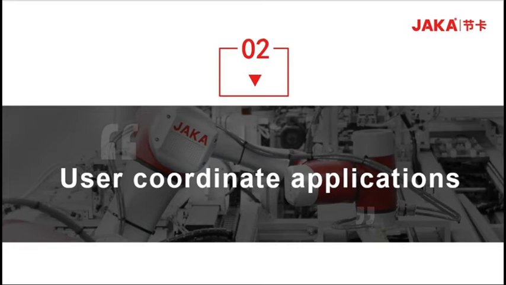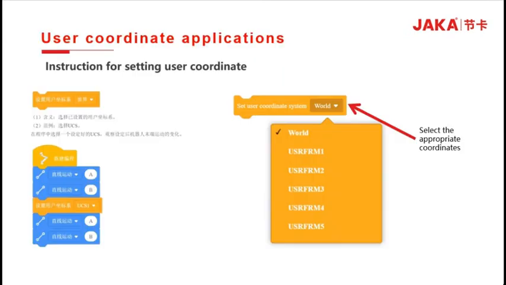The second part, user coordinate system programming applications. First, set the meaning of user coordinate system instruction. Select the user coordinate system that has been set. Click the user coordinate system drop-down list and select the world coordinate system or one of the 10 user coordinate systems that have been set.